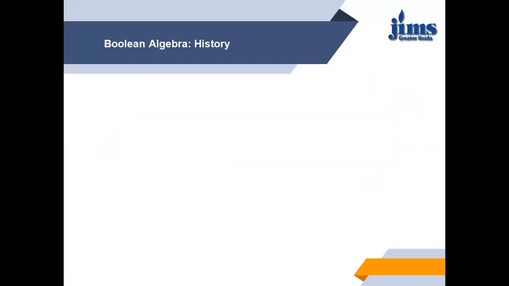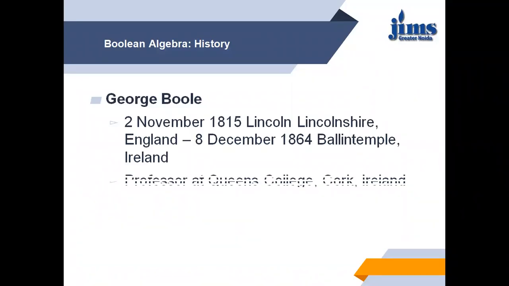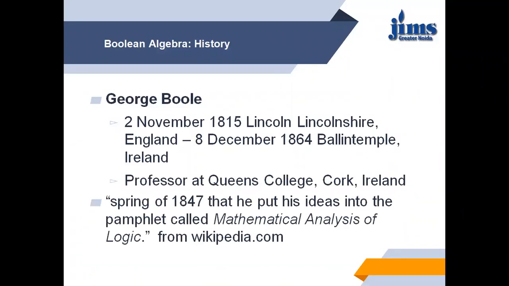Now when we come to the history of Boolean algebra, it was given by George Boole in 1815, and in 1847 it was mathematically designed and published as a pamphlet called Mathematical Analysis of Logic. From then onwards, from 1847, we are dealing with Boolean algebra, and we are in the evolution of digital electronics.